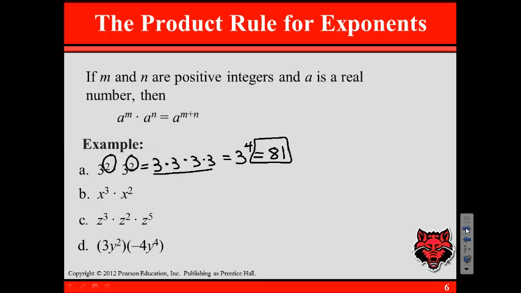In the next 3 examples, let's simply use the product rule that was given. So we have x cubed times x squared. It's important to recognize that the base has to be the same. Here the bases are the same, so we write the base one time. We add the exponents. So it becomes x raised to the 3 plus 2, or x to the 5th power.